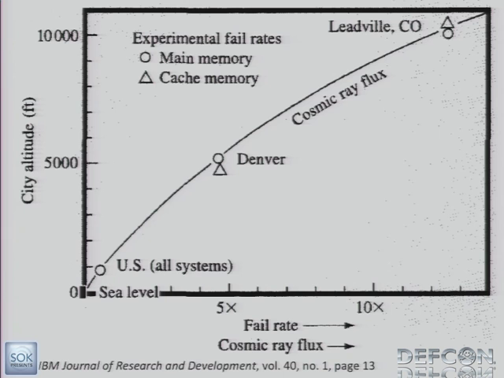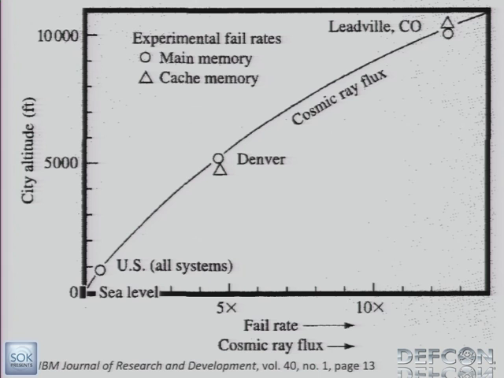This is a graph taken directly from the IBM Journal of Research and Development, volume 40, number 1, page 13, for those who are interested. And what it's plotting here is altitude versus cosmic ray flux, which go hand in hand. The higher up you go, the more cosmic rays there are, since there is less atmosphere. And if you notice the circles and the triangles, those are actual experimentally observed errors in cache and main memory. If you notice, they align exactly with the prediction for the cosmic ray flux.